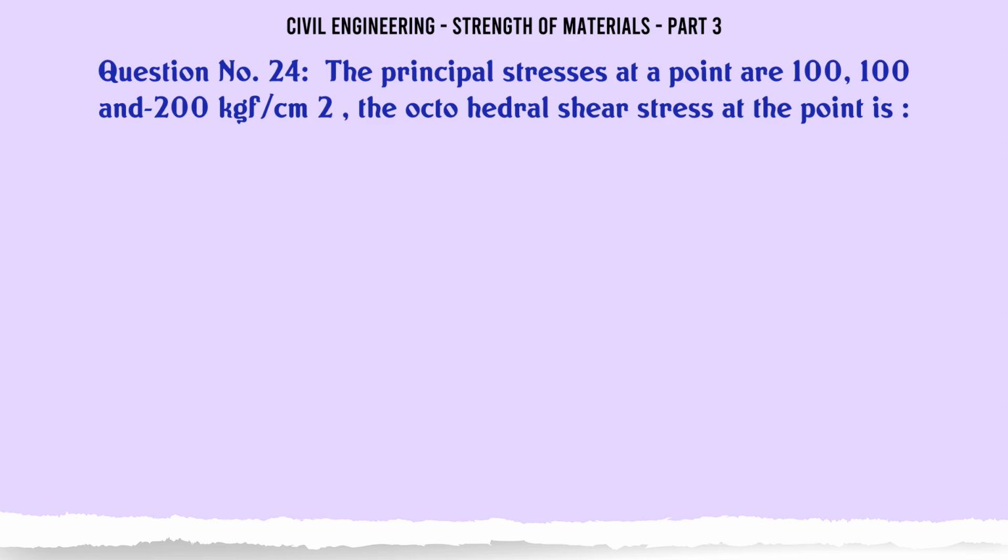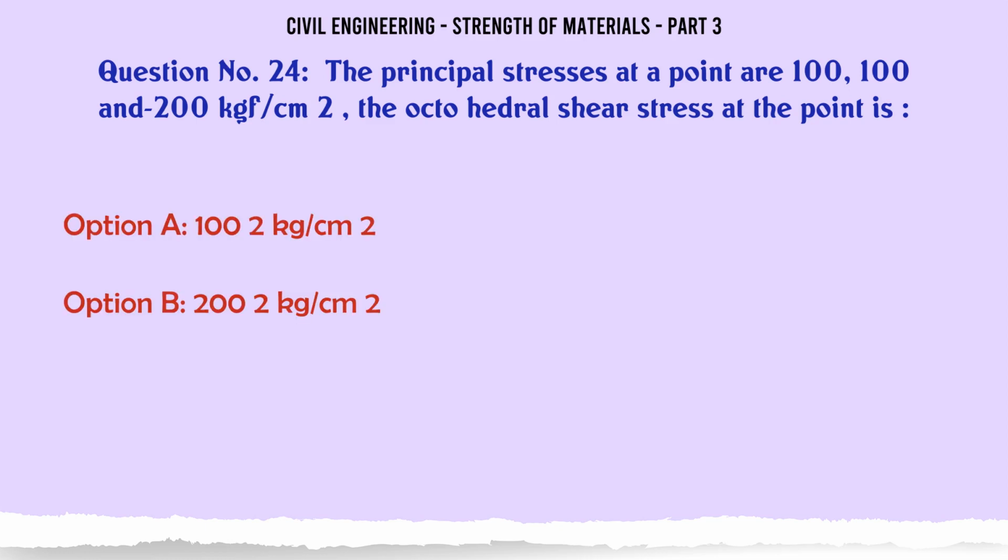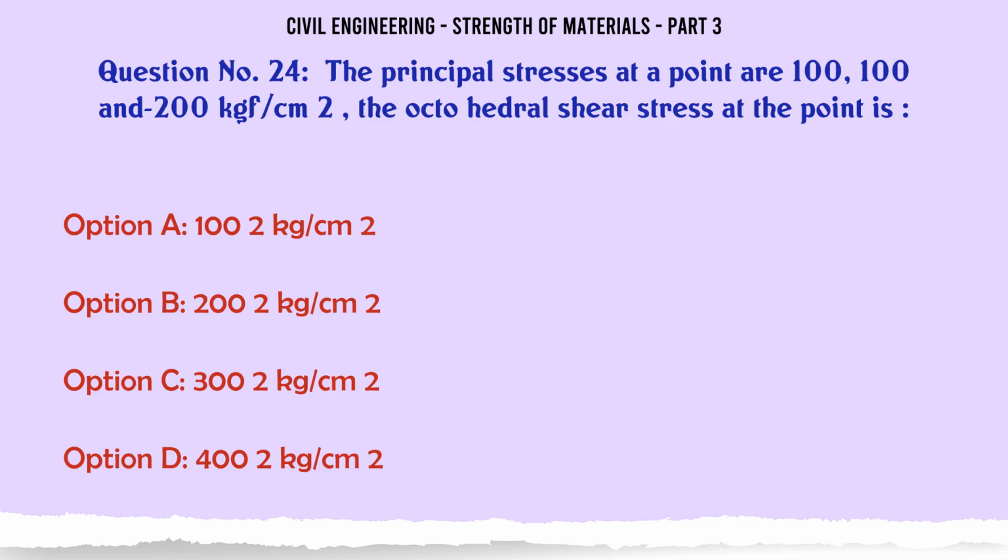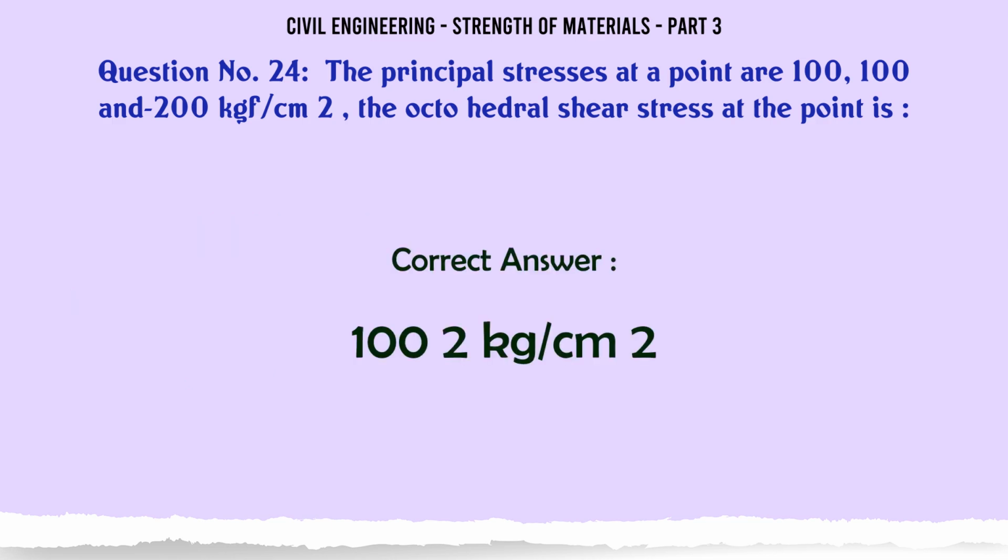The principal stresses at a point are 100, 100 and 200 kgf/cm2. The octahedral shear stress at the point is: A. 10√2 kg/cm2, B. 20√2 kg/cm2, C. 30√2 kg/cm2, D. 40√2 kg/cm2. The correct answer is 10√2 kg/cm2.